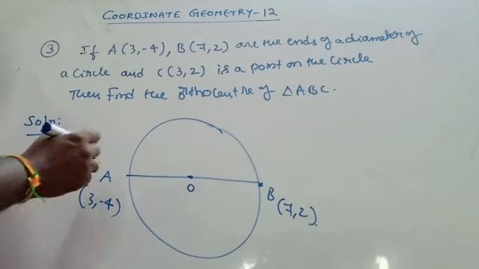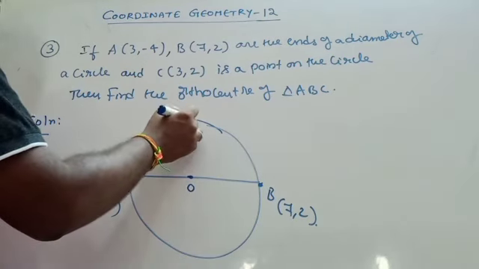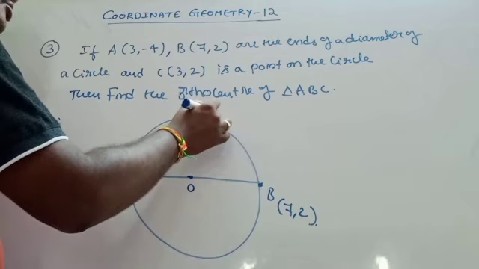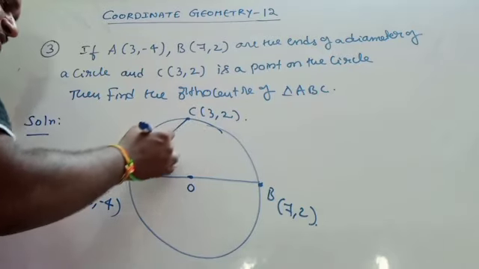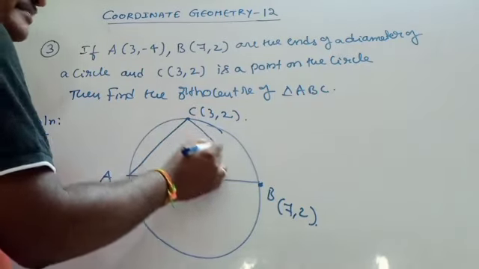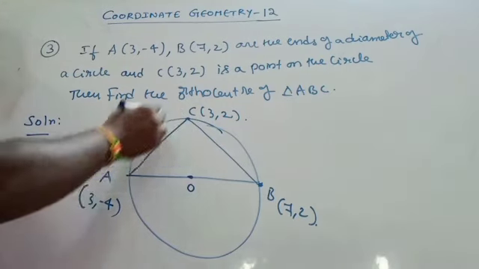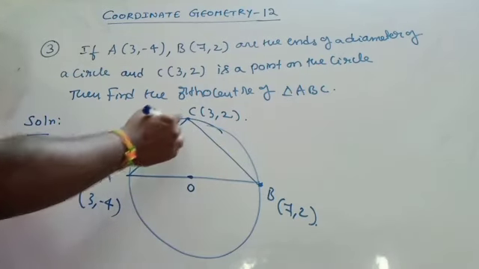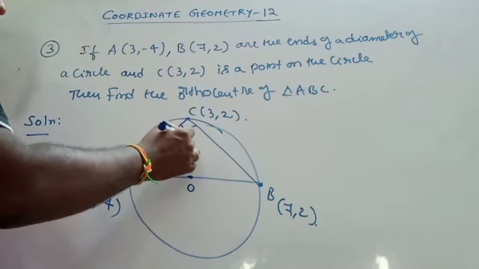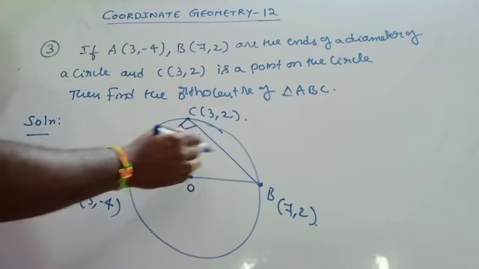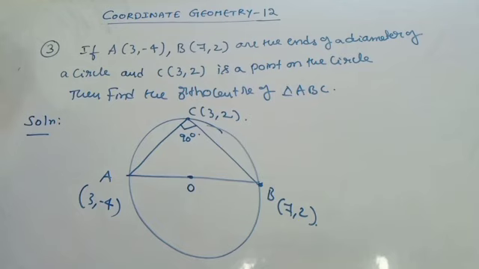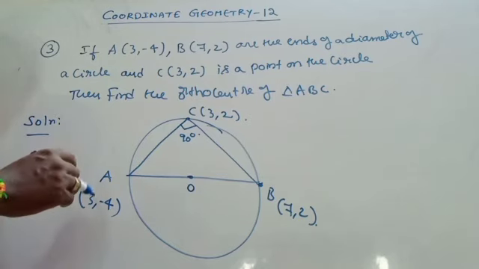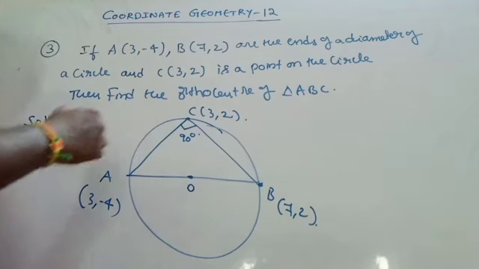Now, there is one point C (3, 2). Let us take somewhere else here C (3, 2). This is just a rough diagram. (3, 2) is a point on the circle. And you know, my dear students, from geometry concept, the diameter at any point, if you join, it will make 90 degrees. The angle made by the semicircle is 90 degrees, right?